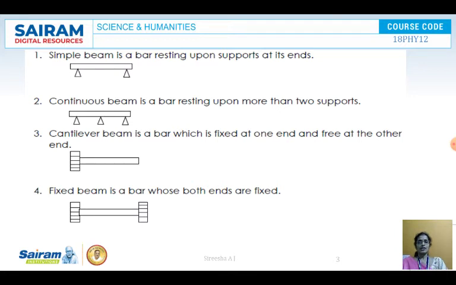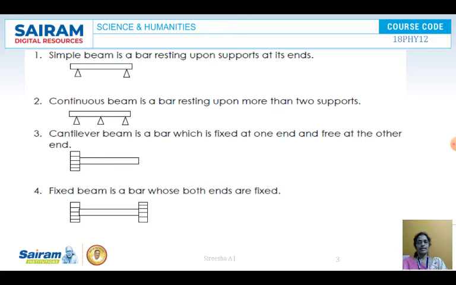Next is a continuous beam. A continuous beam is a bar resting upon more than 2 supports. You can see in the diagram here a bar resting on 3 supports, that is more than 2 supports. So the one which has more than 2 supports is called a continuous beam. The one having only 2 supports, only at its ends, is called a simple beam.